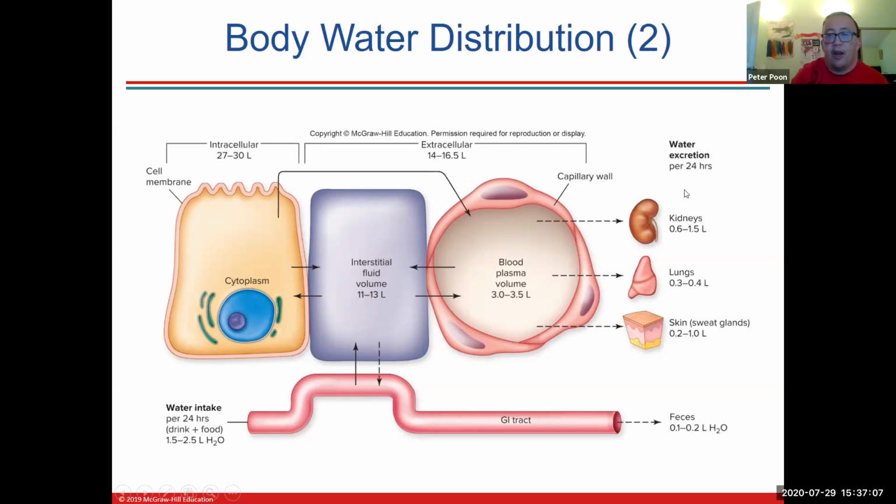Per 24 hours, you get rid of 1.5 liters of fluid as urine. You breathe out this much, you sweat out that much. And then obviously your input and output here.